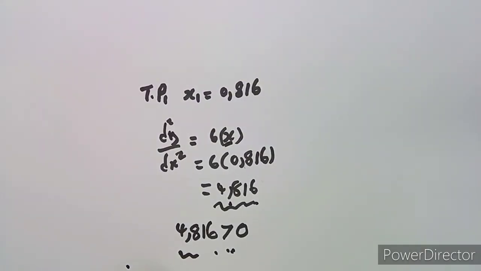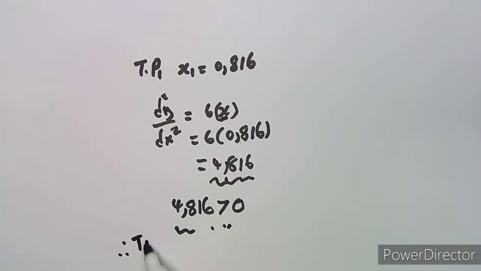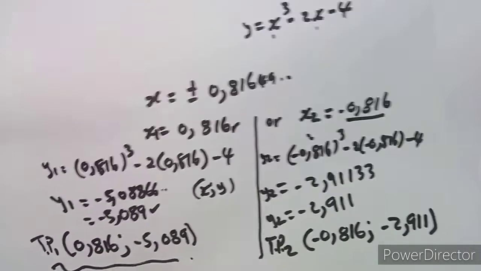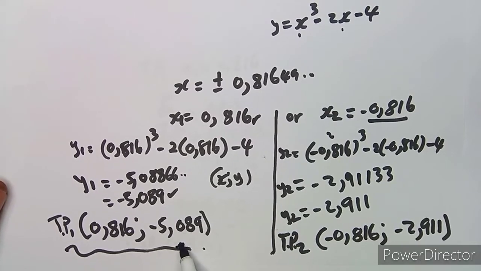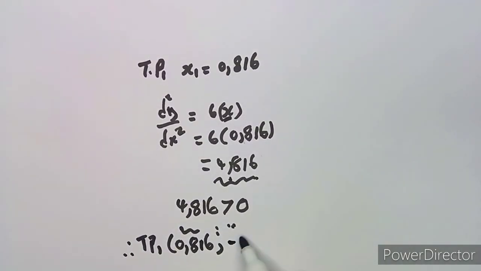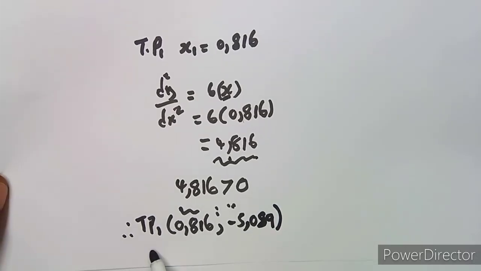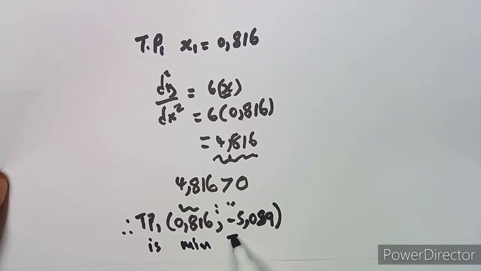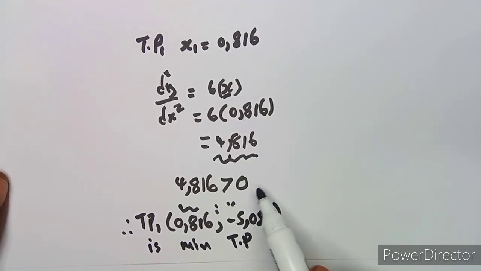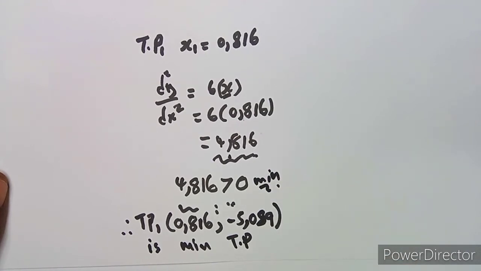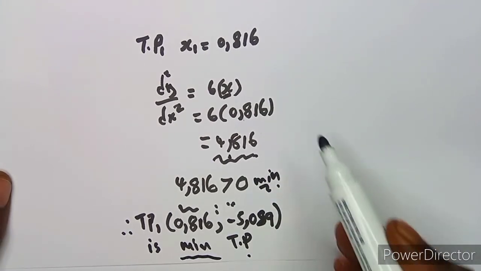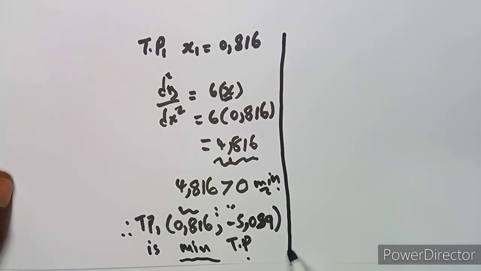So therefore, the first turning point, which was 0,816, minus 5,089, we are saying it's a minimum turning point. That is what we have from this part, because we said when it is greater than 0, that is a minimum. So that means the first turning point is a minimum turning point.